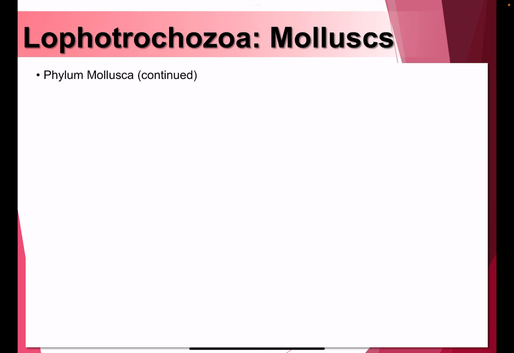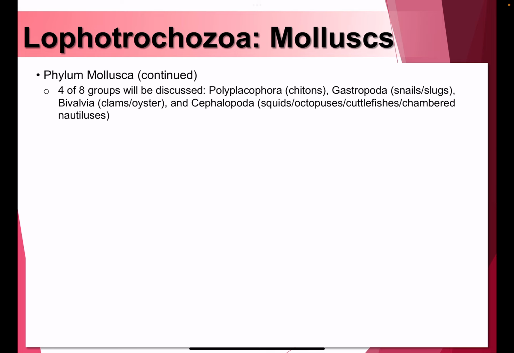All right, so continue on with mollusks. Four of the eight groups of mollusks will be discussed. There's eight total. We will only discuss details of the four. First of them is Polyplacophora, which is chitons, Gastropoda, which are your snails and slugs, Bivalvia, which is the clams and oysters, Cephalopoda, which is the squids, octopuses, cuttlefishes, which usually don't have a shell other than the chambered nautiluses. We'll talk about that when we get there.